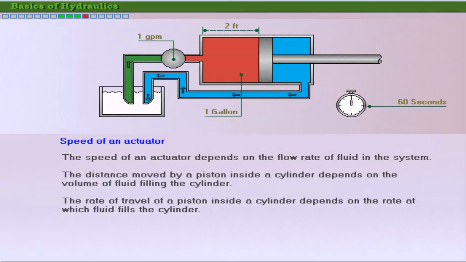The speed of an actuator depends on the flow rate of fluid available to the actuator. The distance moved by the piston inside a cylinder depends on the volume of fluid required to fill the cylinder. Hence, the rate at which fluid fills the cylinder determines the rate of travel of the piston.